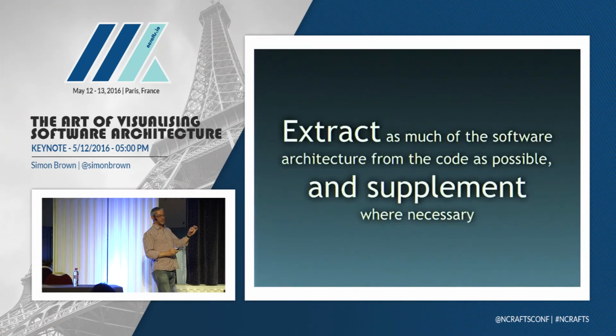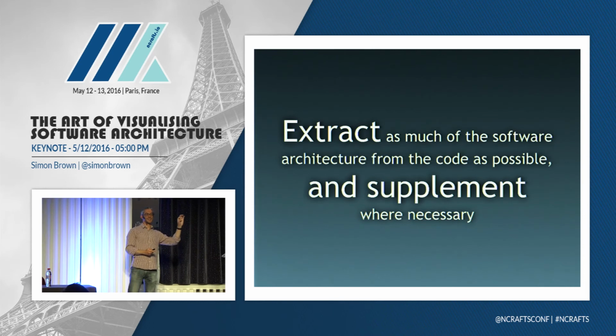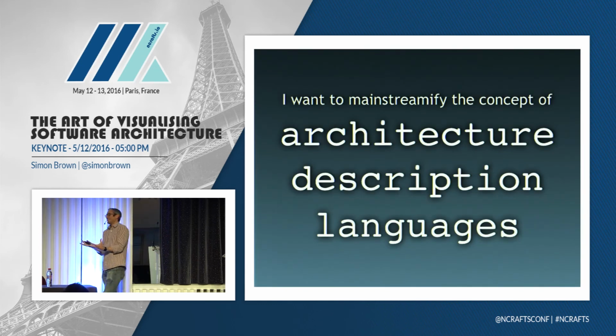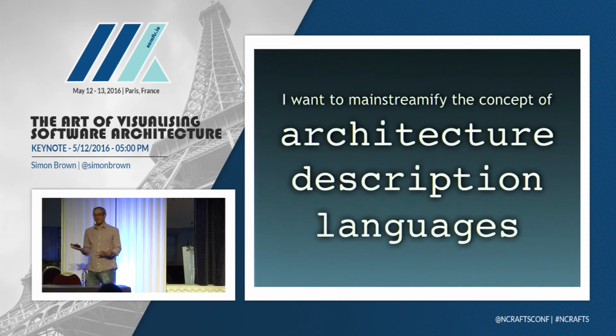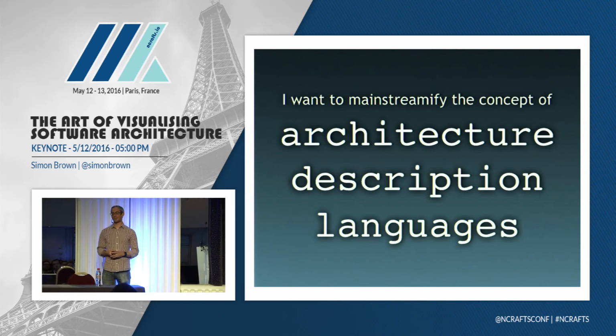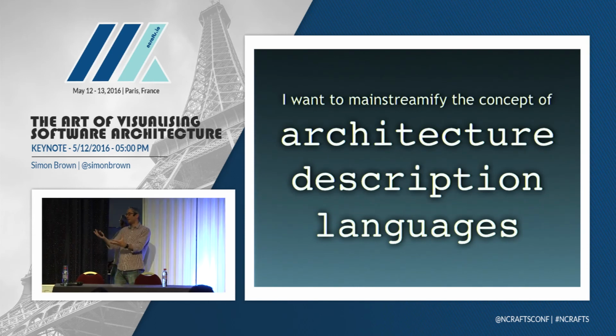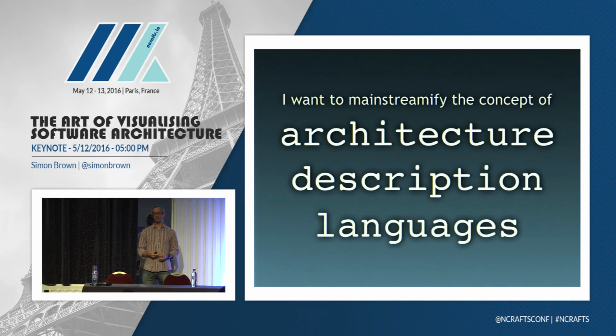What I really want to do here is extract as much useful information as I possibly can from the code automatically. And the stuff that's harder to get, I'm just going to supplement on top of the model. I want to mainstreamify, I think I just made a word up, I want to mainstreamify architecture description languages. These things are well known in the academic arena, in the research arena, but they're not basically known in mainstream software development.